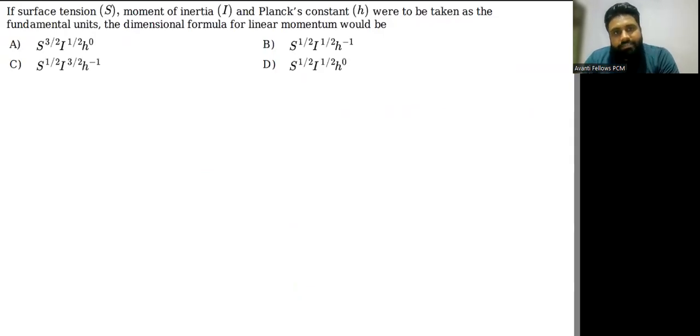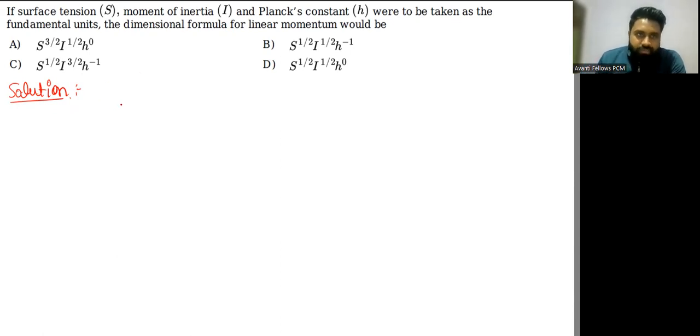Now, the question given is: if surface tension S, moment of inertia I, and Planck constant H were to be taken as the fundamental units, the dimensional formula for linear momentum would be? So this is from units and measurement. Now we know the fundamental physical quantities are 7. But in this scenario, the fundamental quantities have been changed. They are changed to S, which is surface tension, moment of inertia, which is I, and Planck constant H.